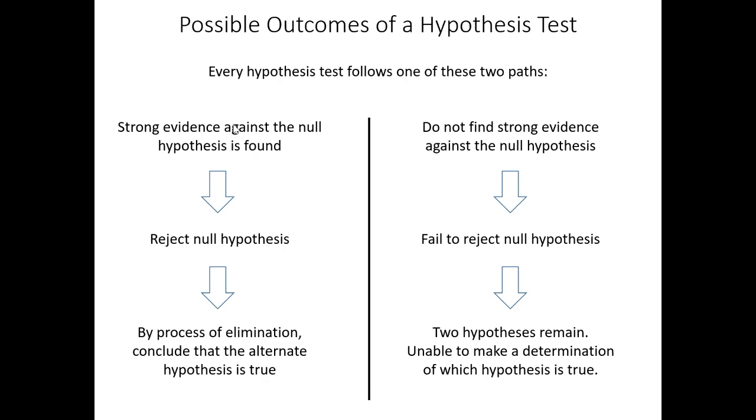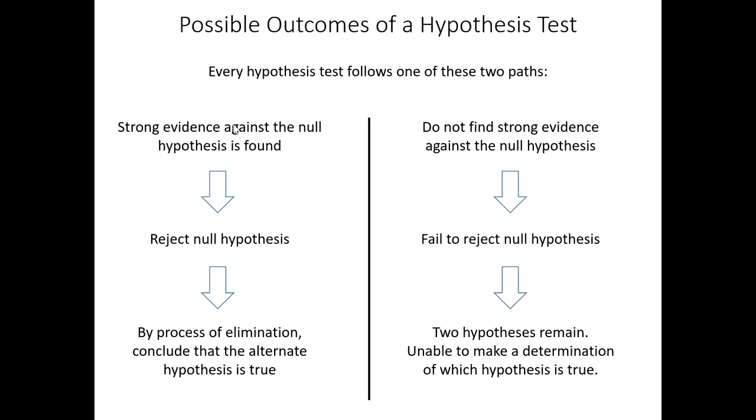On the other hand, on the right-hand side, what if we don't find especially strong evidence against the null hypothesis? Well, that would say that we can't really rule it out, and the terminology is we fail to reject it. So if we can't rule it out, there's still two hypotheses. We haven't narrowed the field any. So this is kind of an unsatisfying outcome. We can't really be certain which is true.